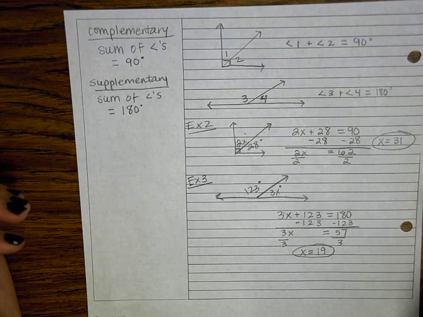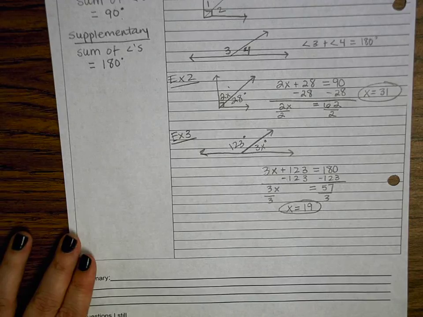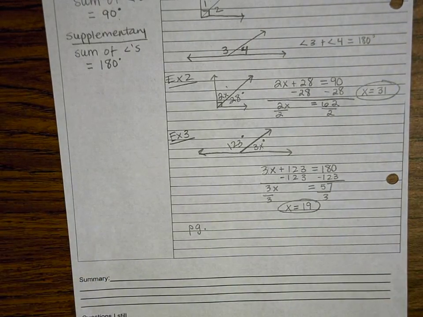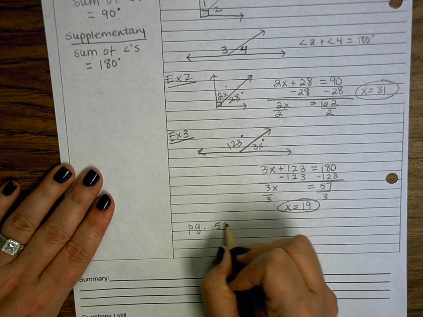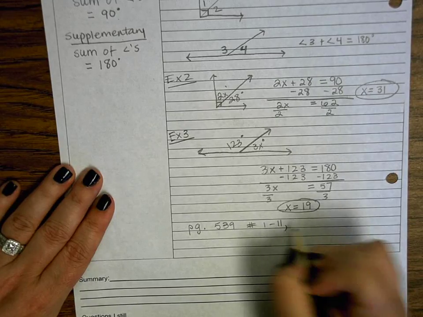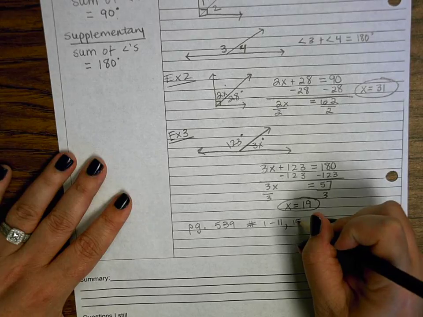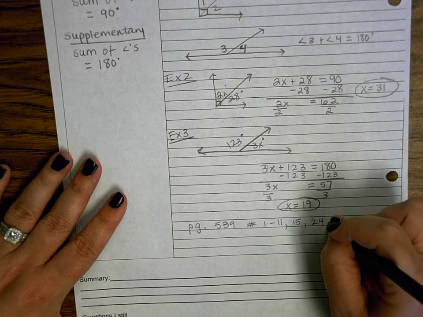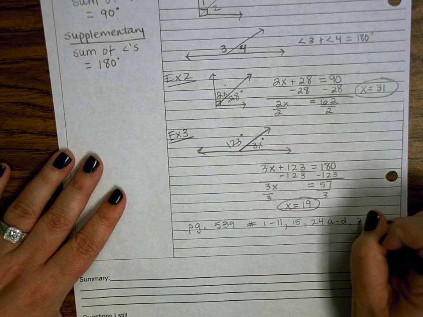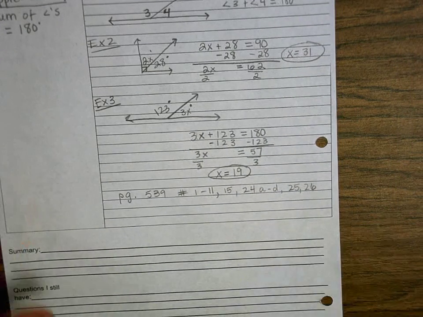We're going to do some practice that's in the book. It starts on page, what did I write up there? 539, I believe. 539, and we're going to do 1 through 11. And then what did I put after that? 15, 24, and A to D. On 24, you only have to do A through D. I think it has like 5 sections. And then it says 25 and 26. Thank you. So this is the practice. You're going to open up your book to these pages, and I'll walk you guys through some of that.